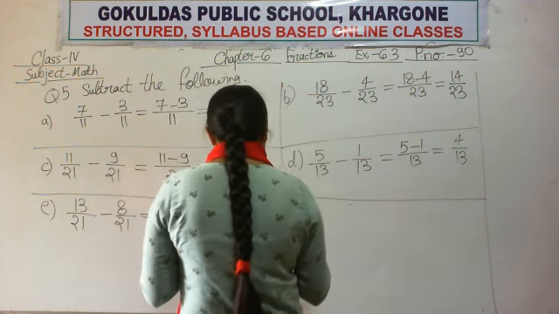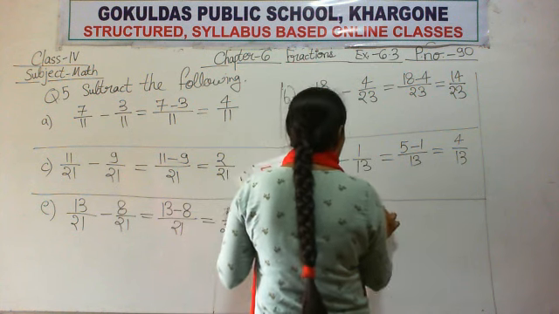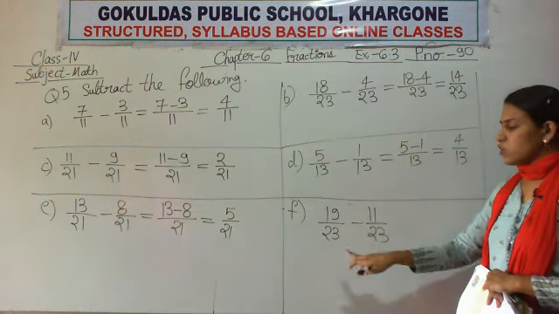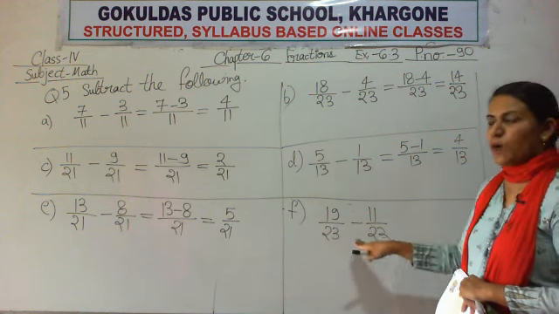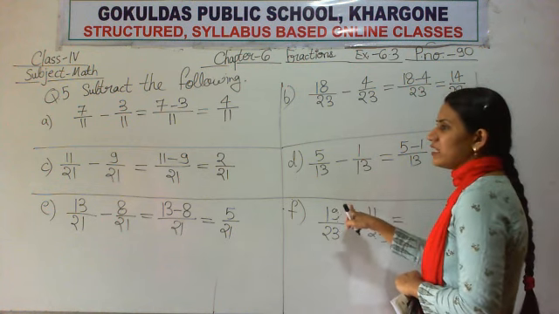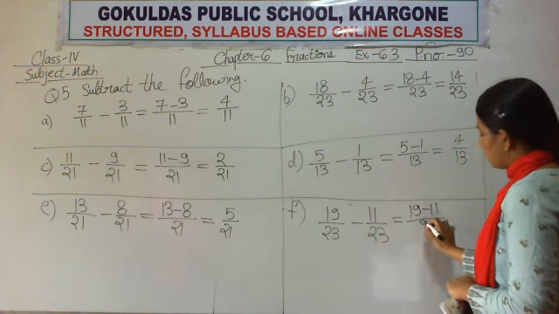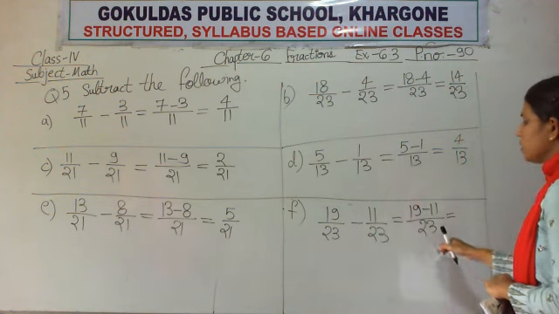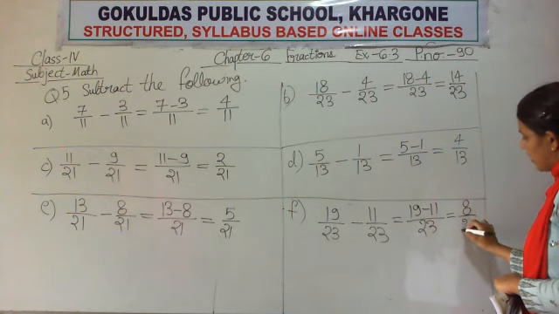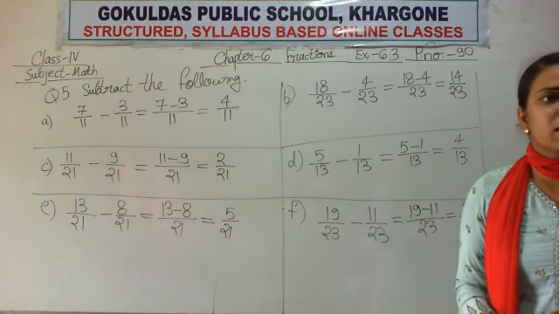Now F, 19 upon 23 minus 11 upon 23. We have two fractions, we want to subtract them, so we will check their denominator. If denominators are the same, then we subtract numerators only. So 19 minus 11 upon 23. 19 minus 11 is 8 upon 23. So this is how we subtract fractions.